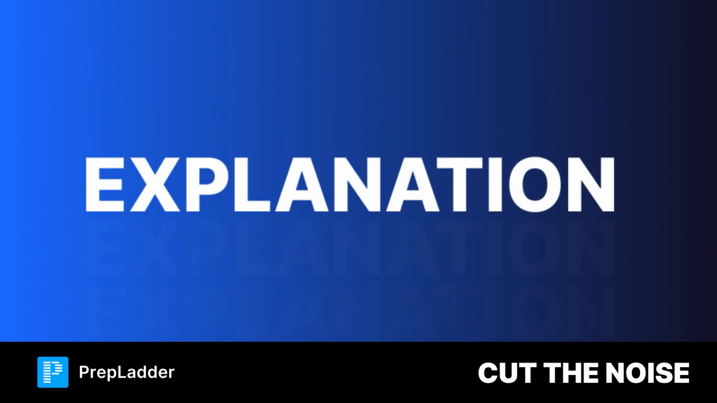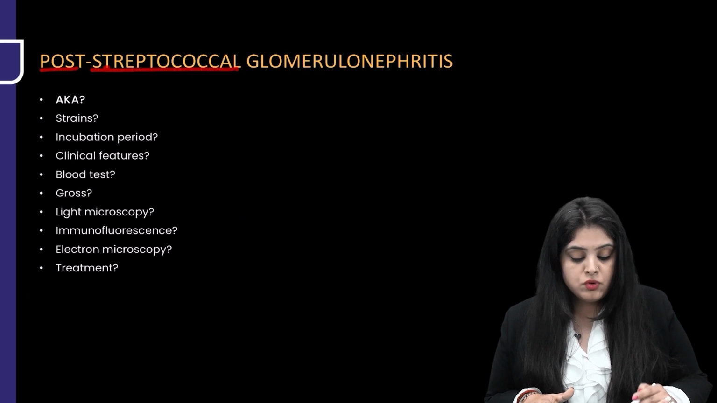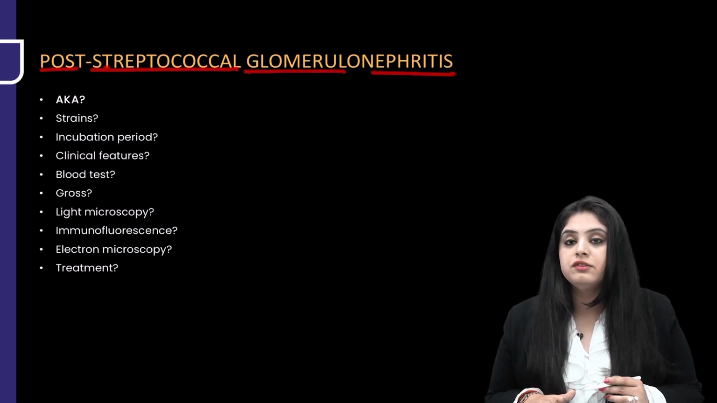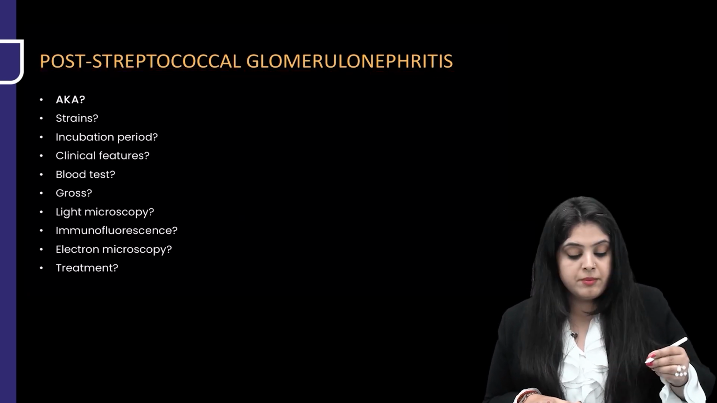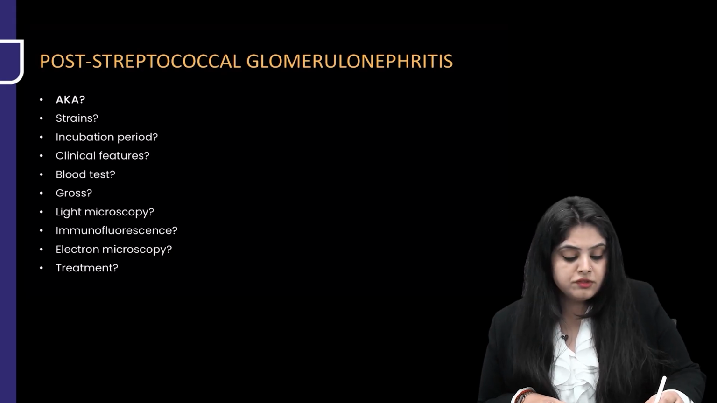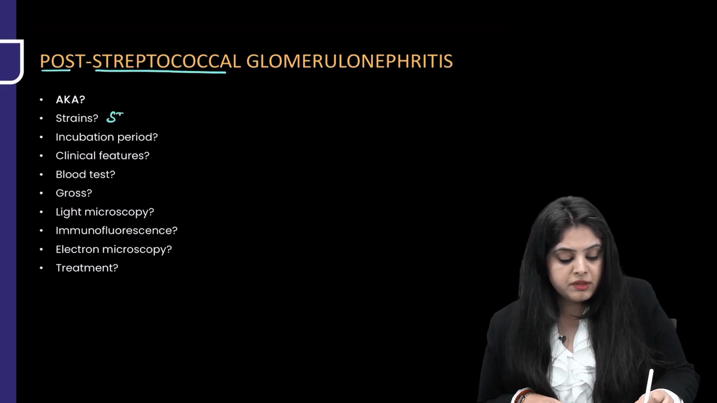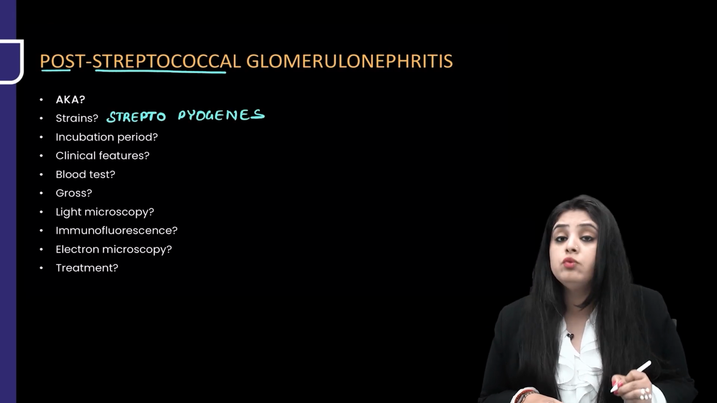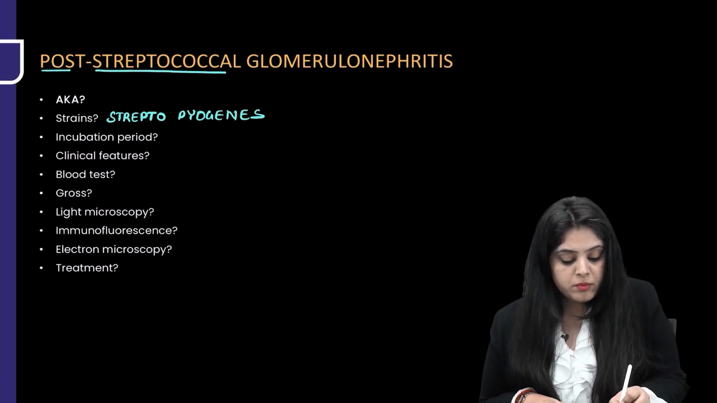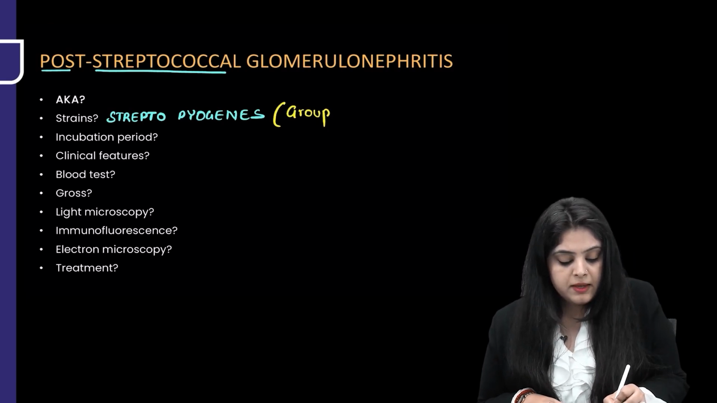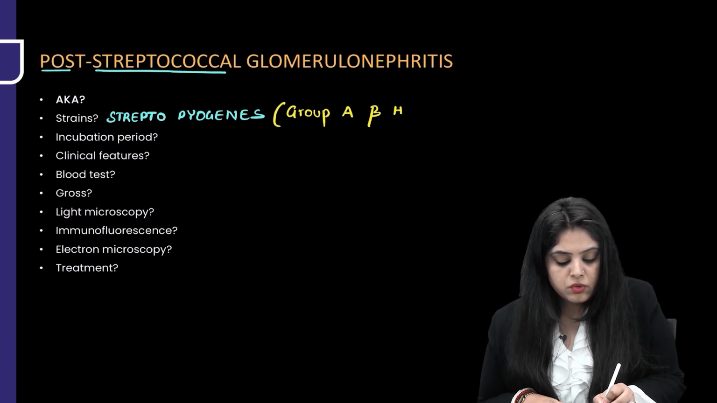Here is the explanation. Post streptococcal glomerulonephritis. So obviously the first question coming to your mind is, what causes it? Streptococcus causes it. So which streptococcus am I talking about? It is Streptococcus pyogenes, and Streptococcus pyogenes belongs to which particular family? Asking you microbiology. It is group A beta hemolytic streptococcus.